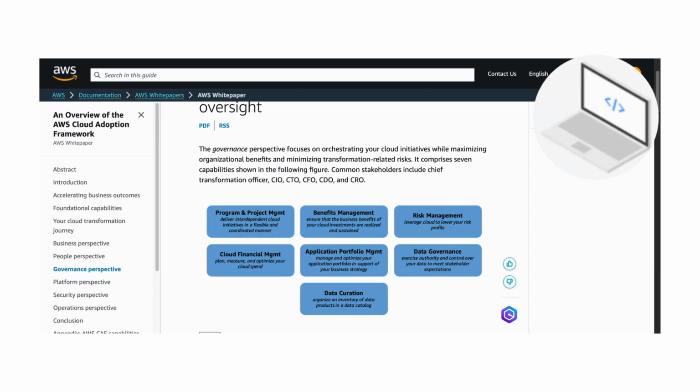Also, centralizing the management of software licenses can reduce cost, overages, and compliance issues.